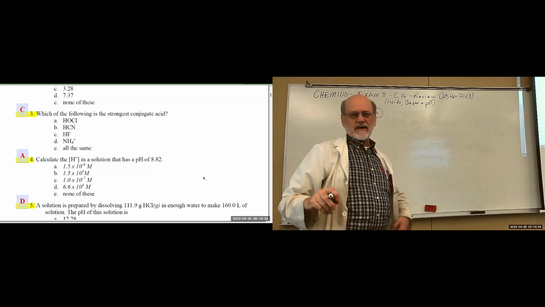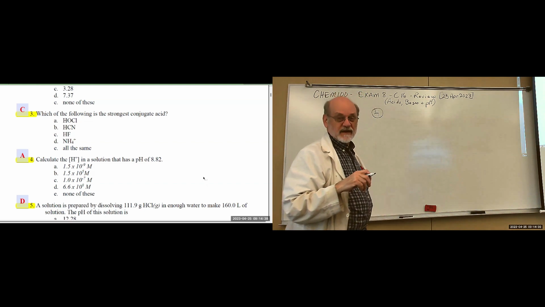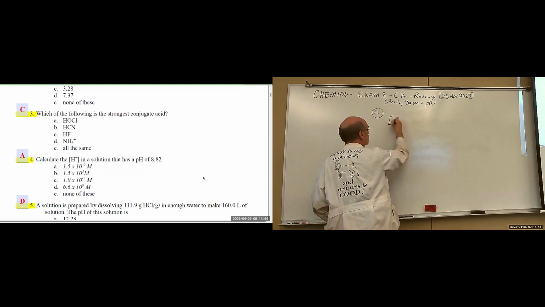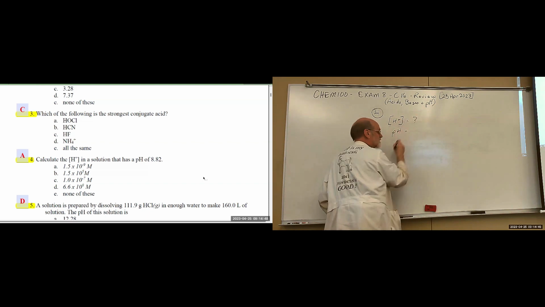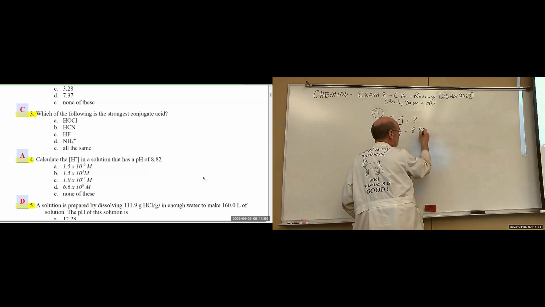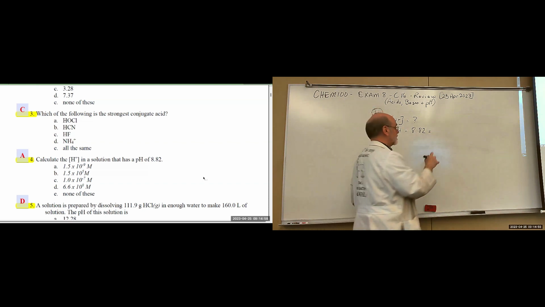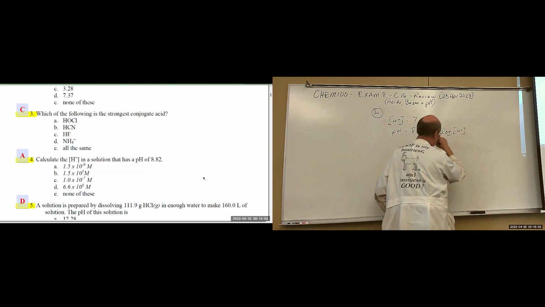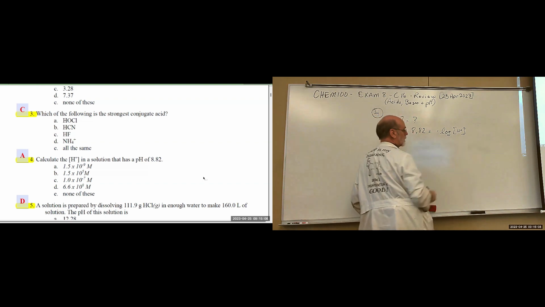Calculate the hydrogen ion concentration in a solution that has a pH of 8.82. This is a simple calculation. If we know, well, we're looking for this one. If we know the pH is equal to 8.82, and that's equal to Sorensen's formula, minus log of the hydrogen ion concentration. Right? So we've got a formula with one unknown, and we can solve for it.